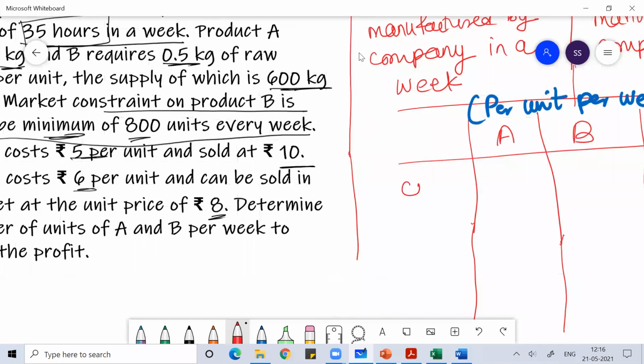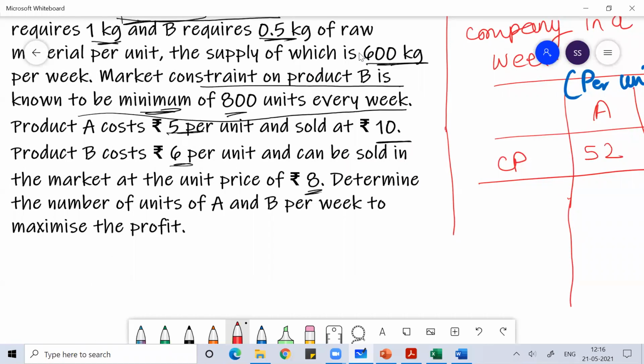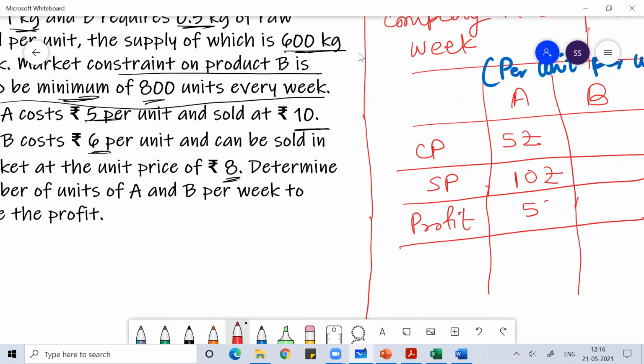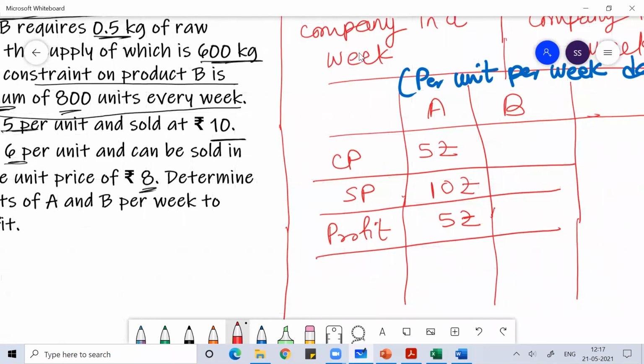So the cost price on product A is 5 rupees. The selling price on product A is 10 rupees. So the profit on 1 unit of product A is 5 rupees. Similarly, for product B, the cost price is 6 and the selling price is 8, and the profit per unit is 2 rupees. Okay, you understood this part.